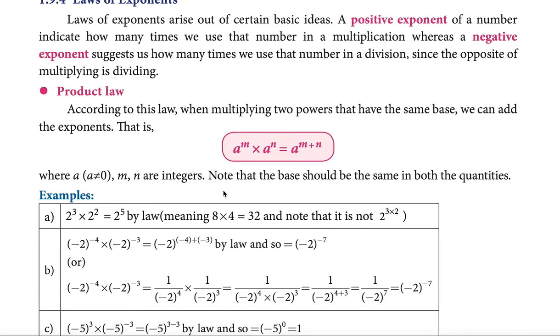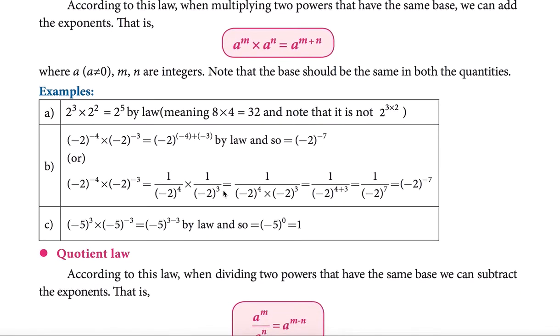Product law. According to the law, when we multiply two powers that have the same base, we can add the exponents, that is a power m into a power n is a power m plus n. So 2 cube into 2 square is 2 power 5. You can verify that both ways you will get 32.